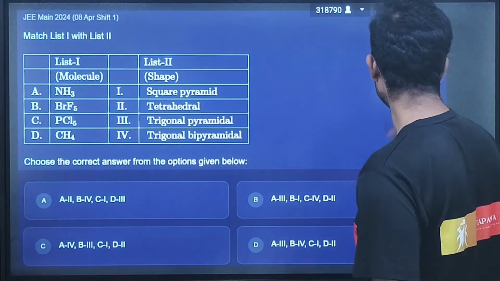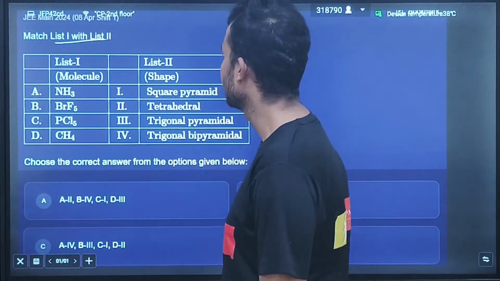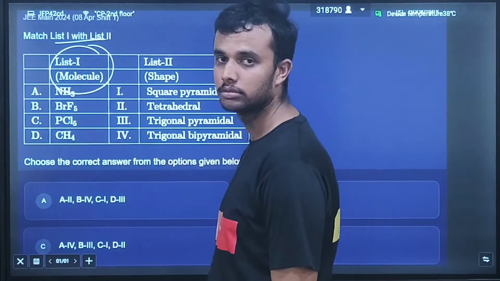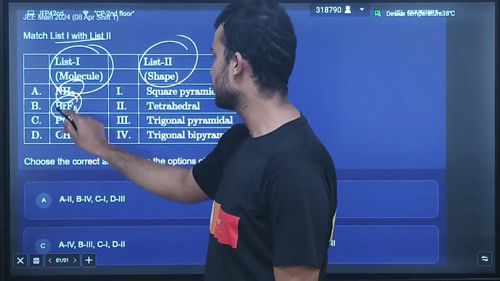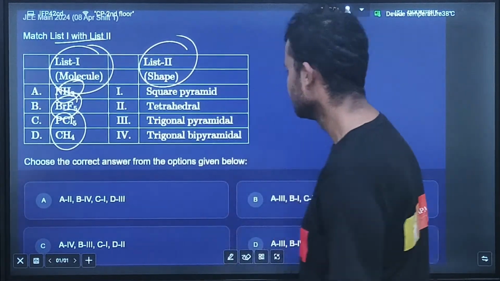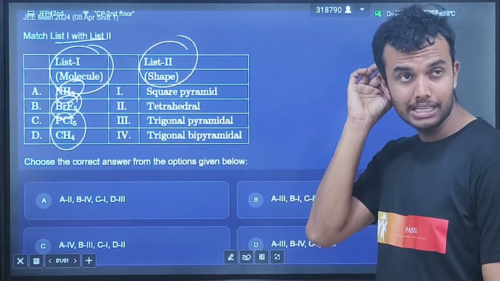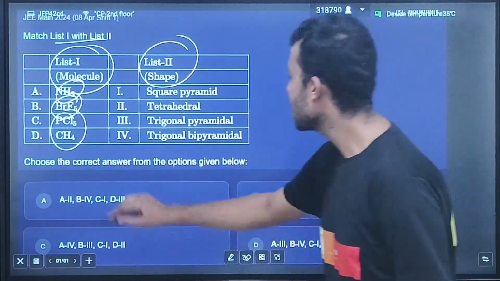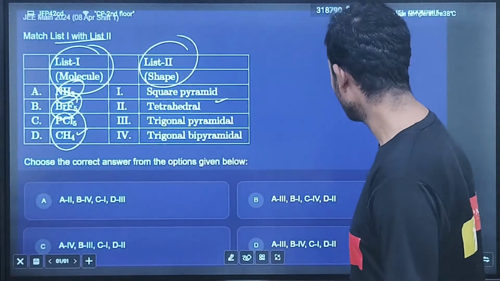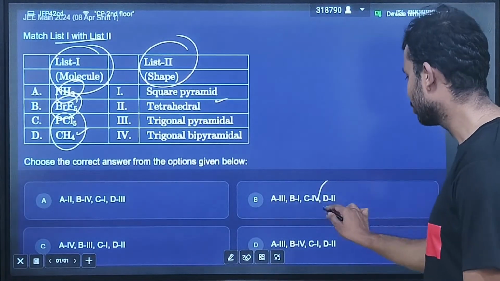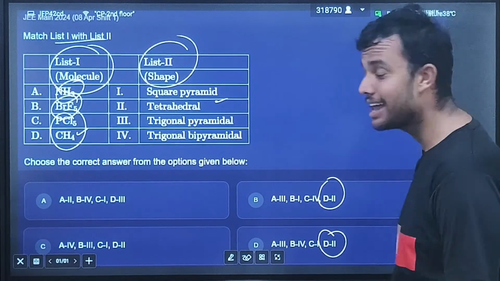The question is, my dear students, match list 1 and 2. List 1 is a molecule, list 2 is a shape. NH3, BrF5, BCl5, CH4 are there. If you want to answer this question before the discussion, it is very simple, we already know CH4 is tetrahedron. Where does D match to? Oh my god, even NTA students are very intelligent.